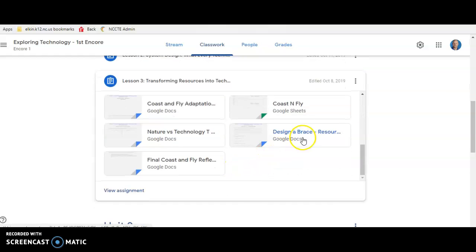But again, today your assignment is design a brace, and we will kind of take it day by day and go from there. This assignment will probably suffice for today and tomorrow, so Thursday and Friday of this week.